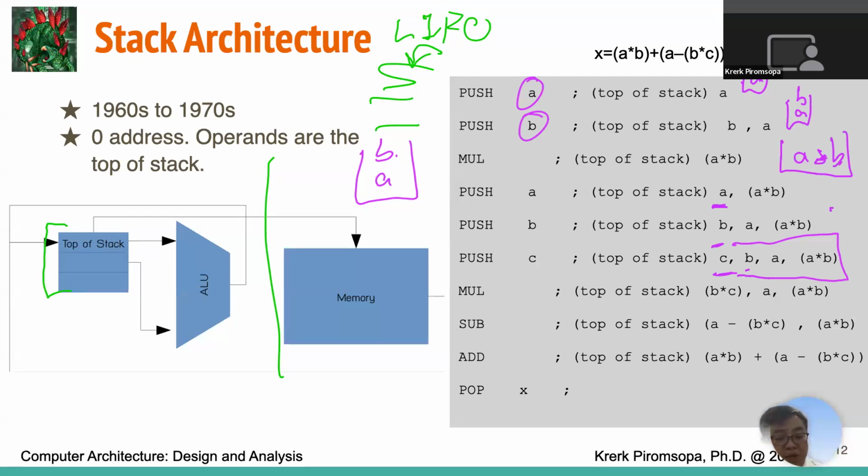Now multiply. Multiply what? Since C and B are on top of the stack, multiply these two numbers together and put the result back in. Subtract what? This is on top of the stack, so subtract. Take these two out, subtract, put it back in. Now add what? These two on the top, so add them together and put it back in.